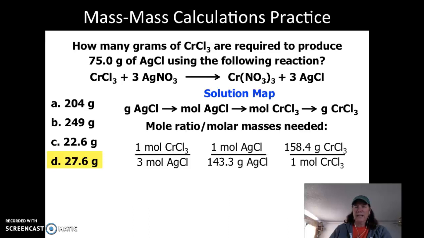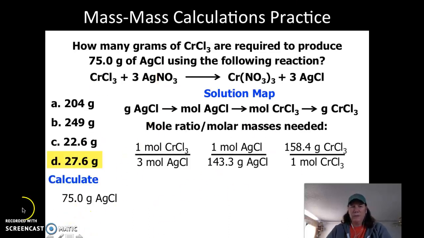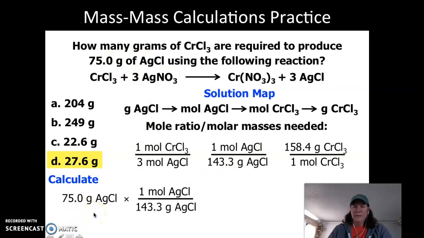Okay. And again, here's what I'm worried about. Don't worry about all this stuff. Worry about this. So start with what I know, 75 grams. Change it from grams to moles. 1 mole, 143. I guess I'd use 0.5 because remember we always talk about chlorine being 0.5. Okay. So now we got that. All I've done is change grams to moles. I haven't used my balanced equation yet.